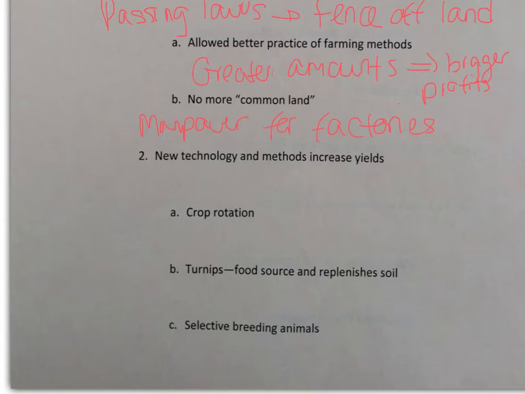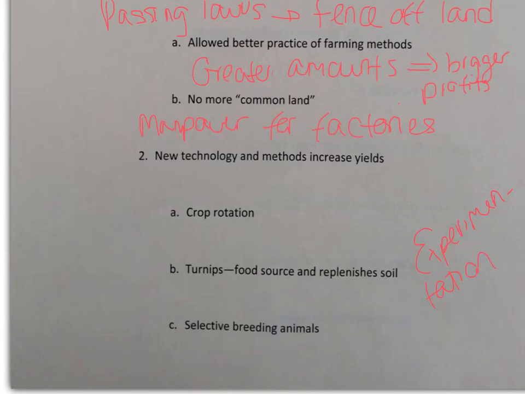Farmers realize that turnips actually are really good at replenishing the soil. So they'll farm a tract of land one year with a certain crop, and then they plant turnips the next year. So we begin to have this push for experimentation to see what works best.